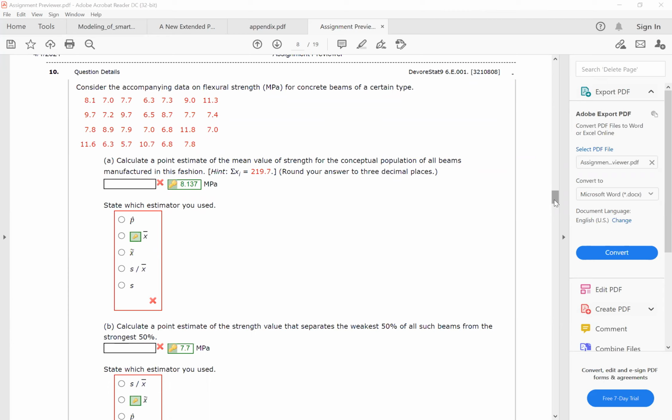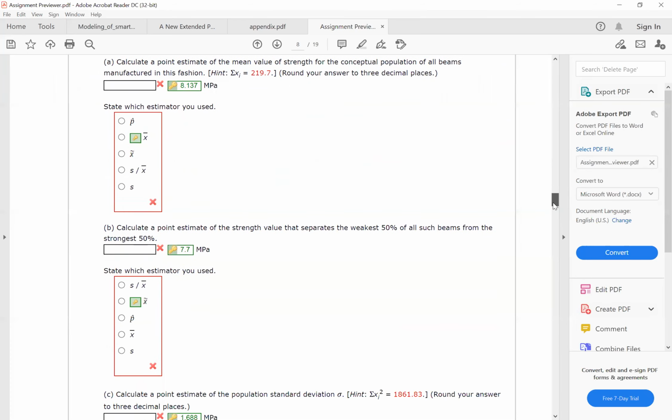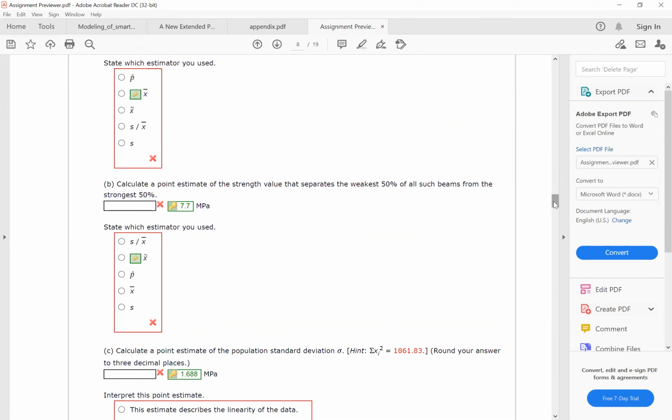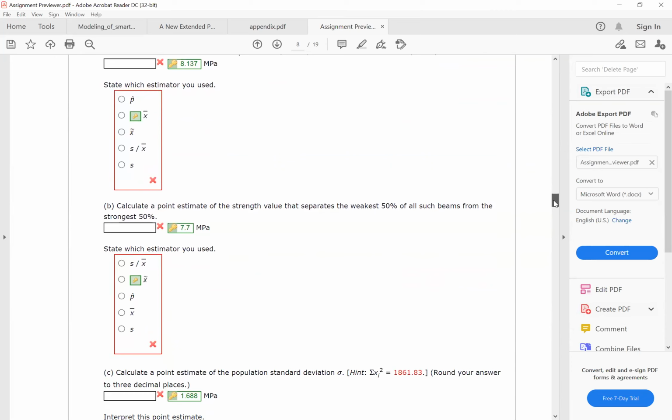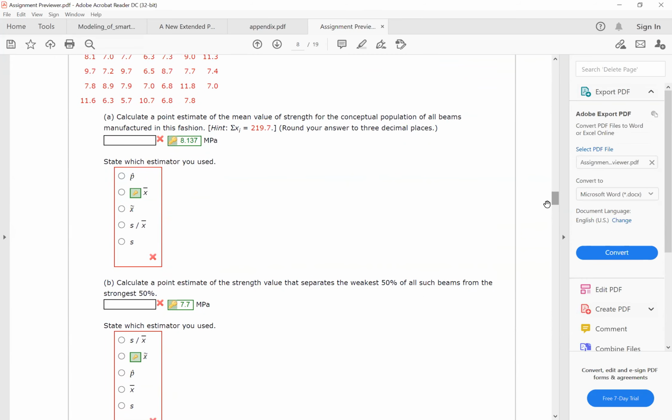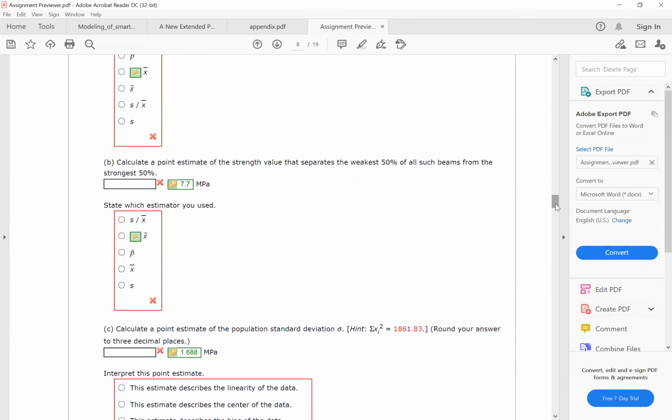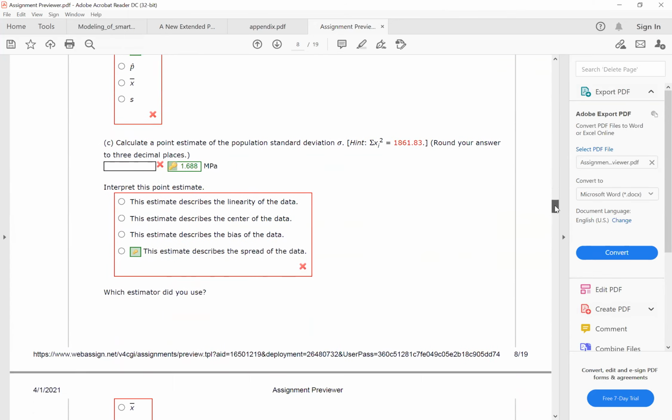How can we find the median? We have to rearrange the data and then find the mid value. I recommend using the calculator in this case, and you can easily find the median. The median is 7.7 here, and the median is denoted by x tilde. Part C is calculate a point estimate of the population standard deviation sigma. The point estimate for sigma is the sample standard deviation, S. You just calculate the sample standard deviation, which is 1.688.